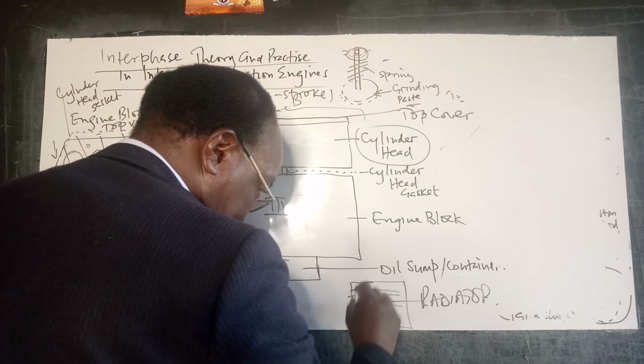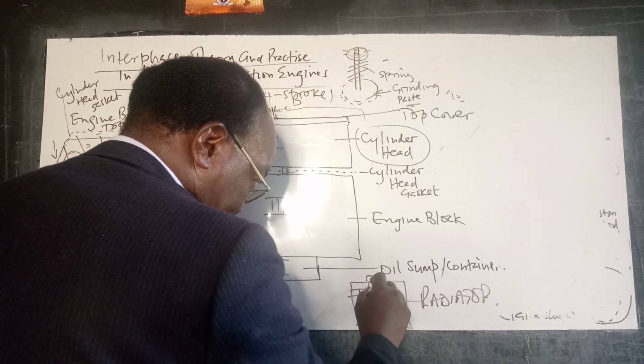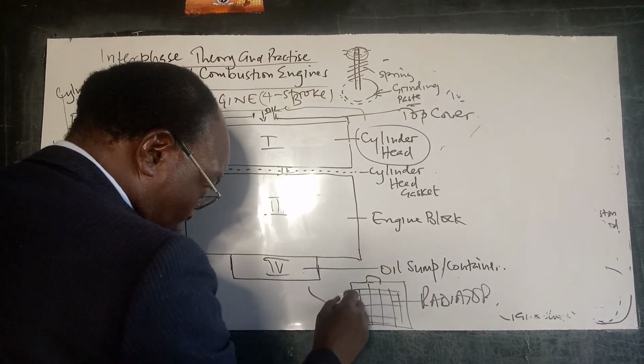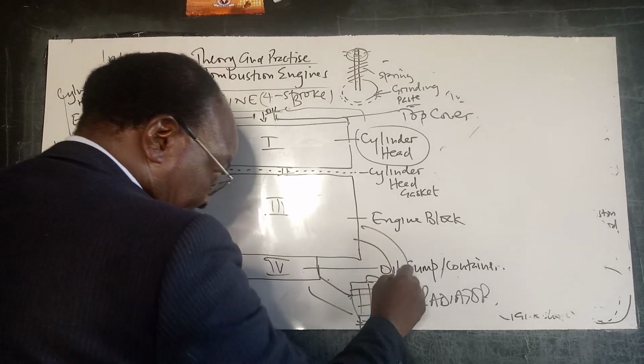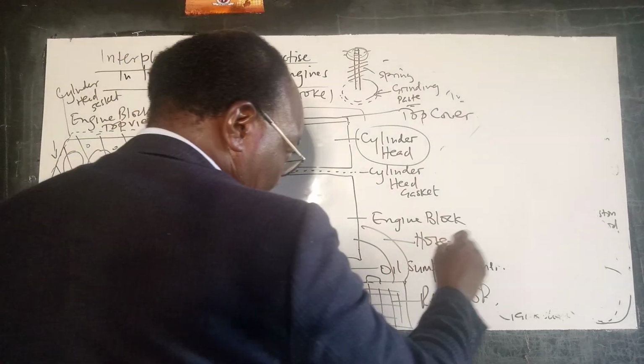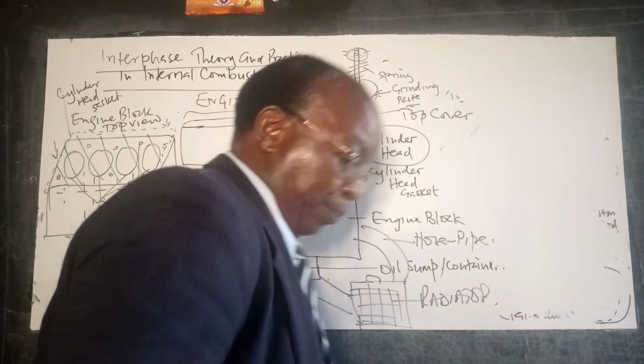There's fins. And of course the coolant is there. You can pour in there. Then you have huge hose pipes which connect it to the engine block. Normally they are rubber hose pipes for cooling.